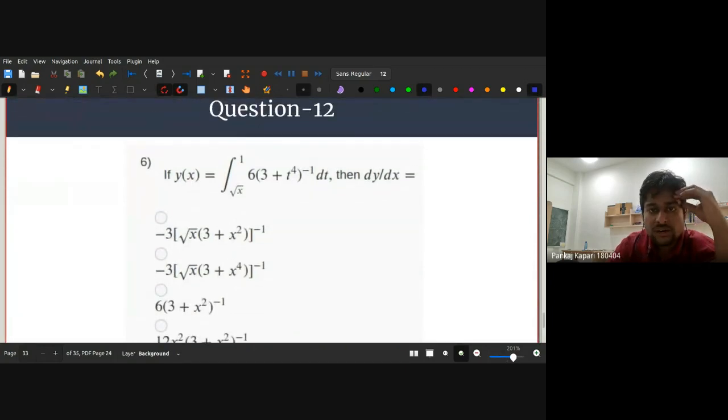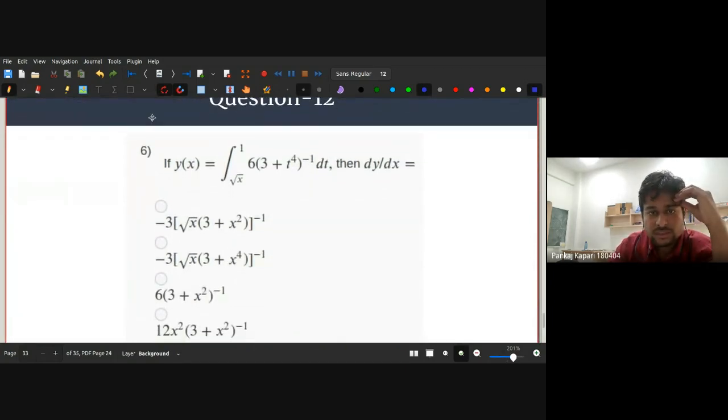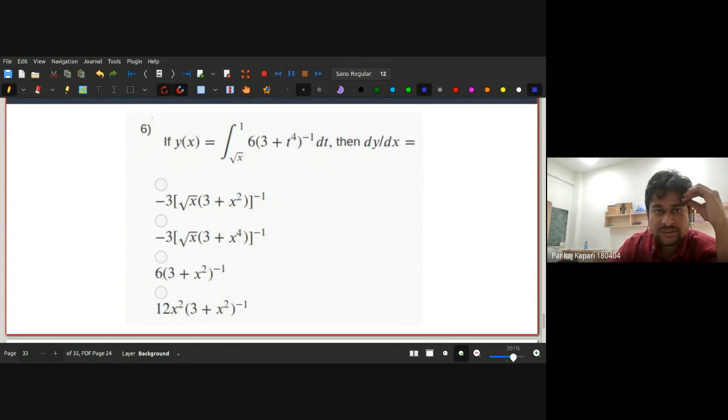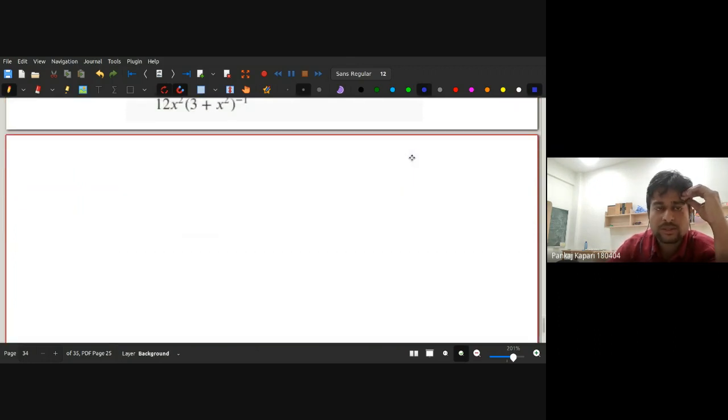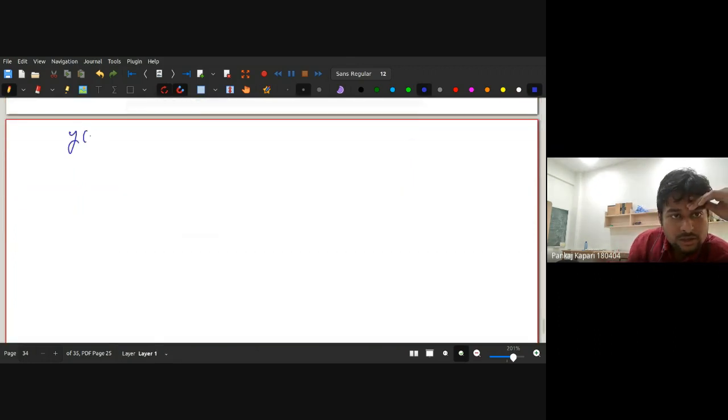Okay, so this is our next problem. Again, a function is given and you have to find the derivative. So again, you have to apply the chain rule and the fundamental theorem of calculus. So what is y of x?